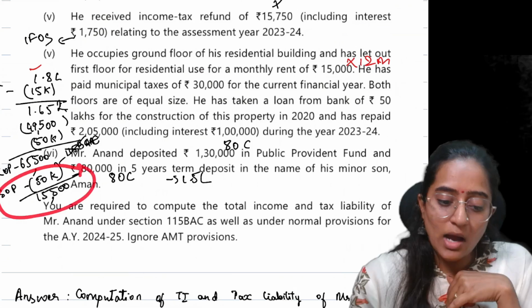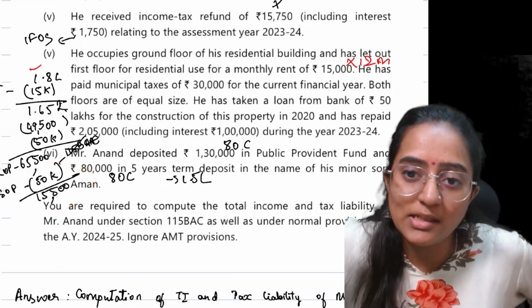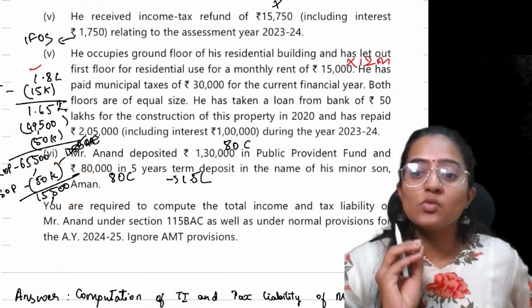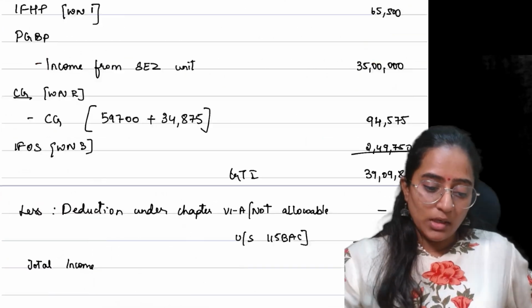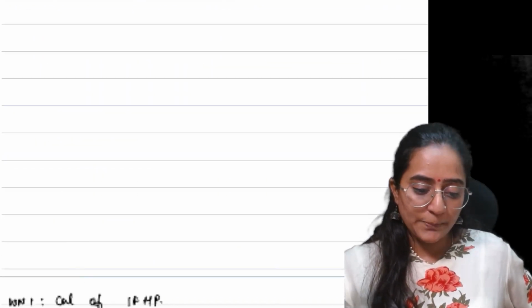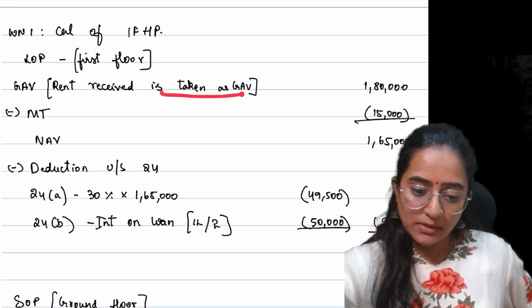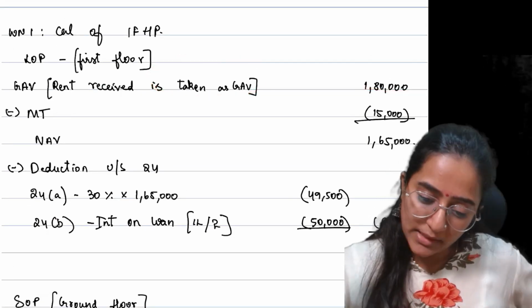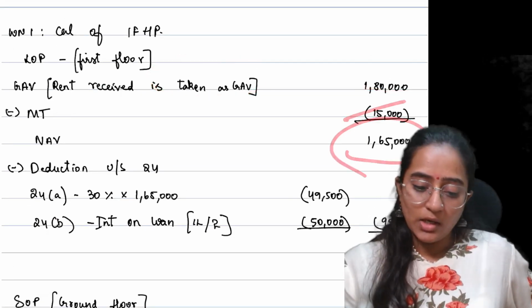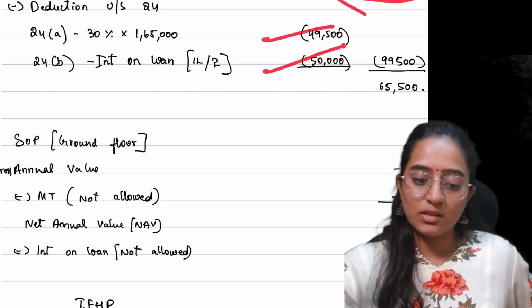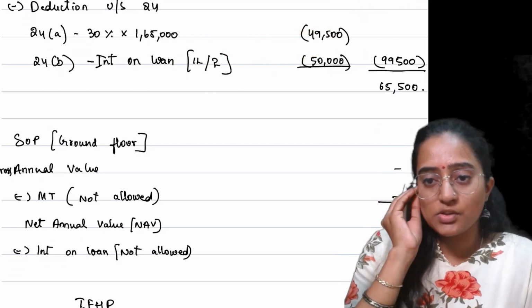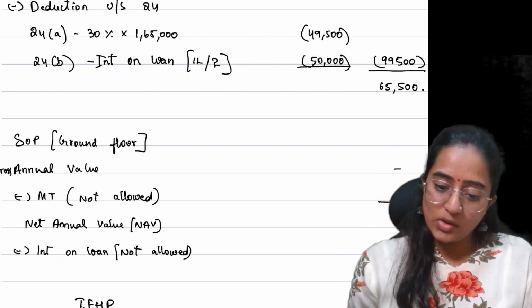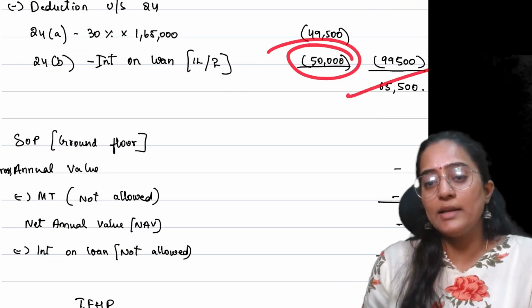So if you are under your 115BAC, interest on self-occupied property is not allowed. It's not at all allowed. Clear? So, if you look into the point, rent received, which is taken as GAV, is 1 lakh 80 minus 15,000, you got 1 lakh 65. 30% you have removed, and 1 lakh rupees is the total interest. Out of that, 50% belongs to LOP, 50% belongs to SOP. You have taken 50% relating to LOP.